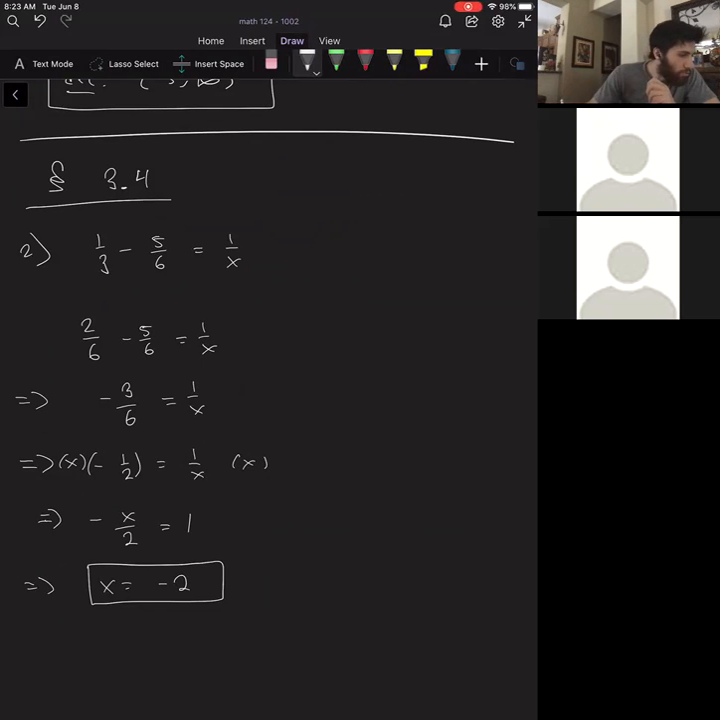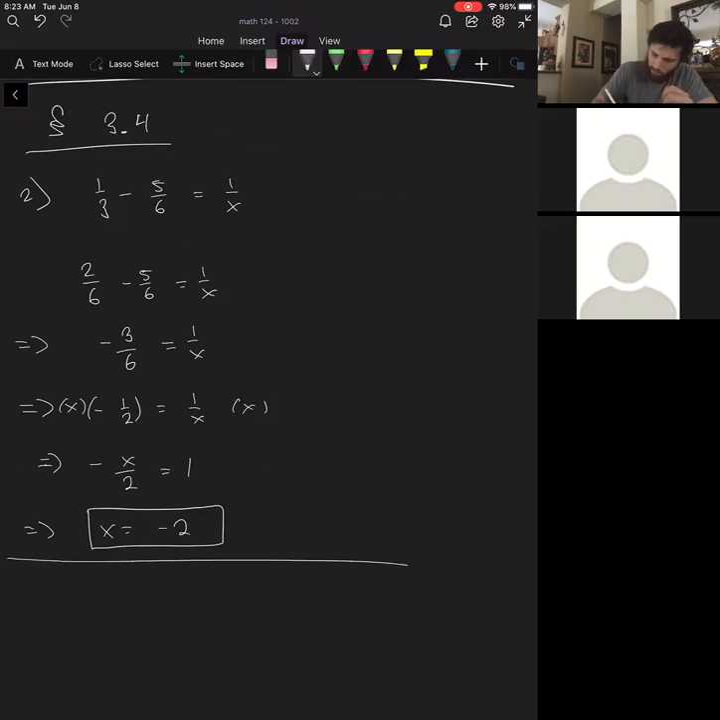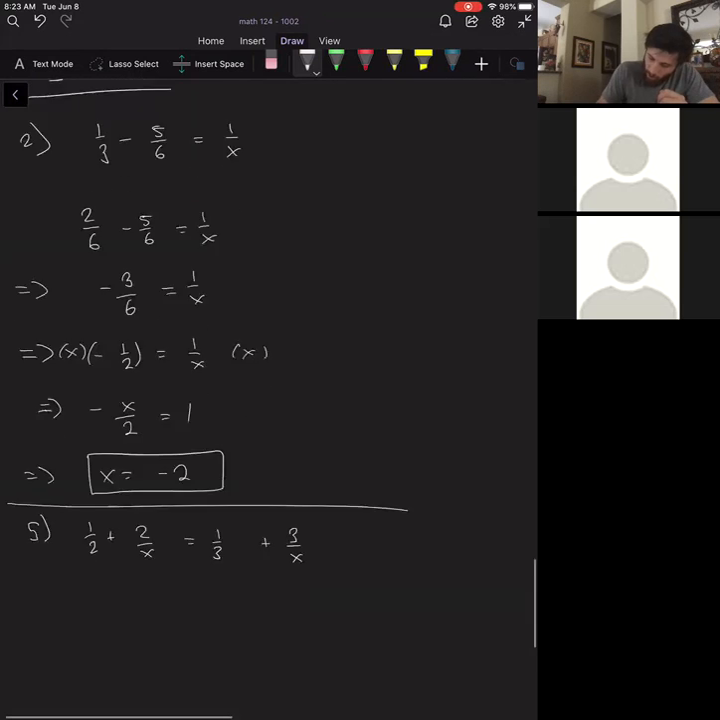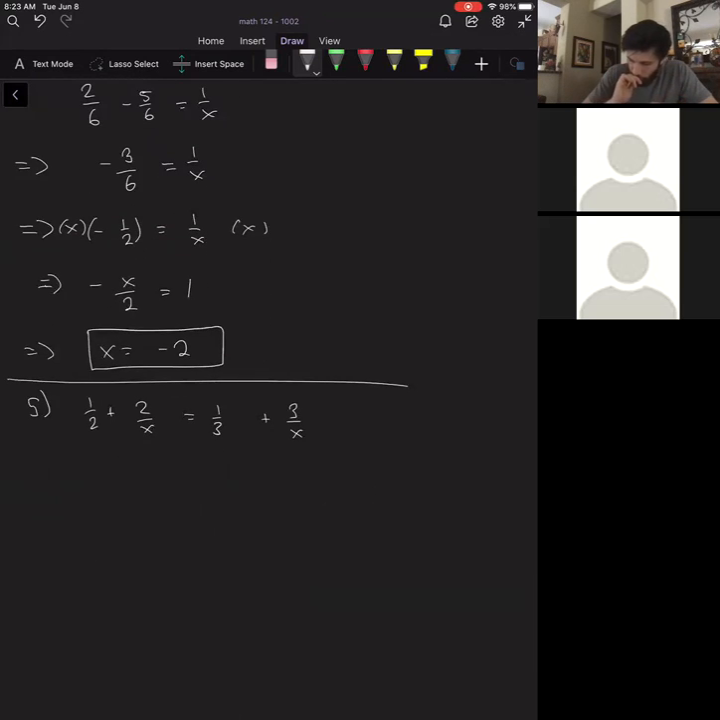Let's do 5. So on 5, we have 1/2 plus 2 over x equals 1/3 plus 3 over x. Another way we could do this problem: we see 4 fractions here, here, here, and here. So basically everything in this problem is a fraction.